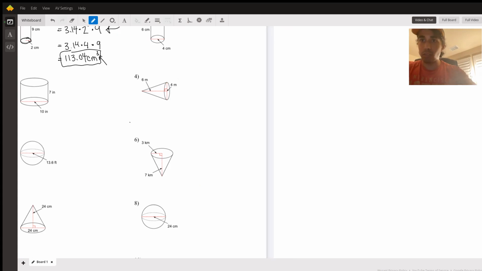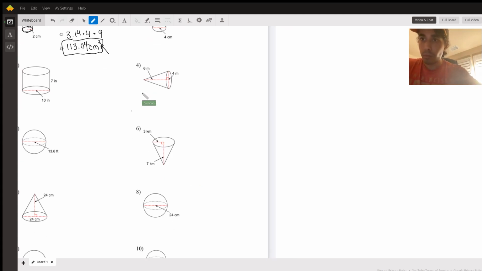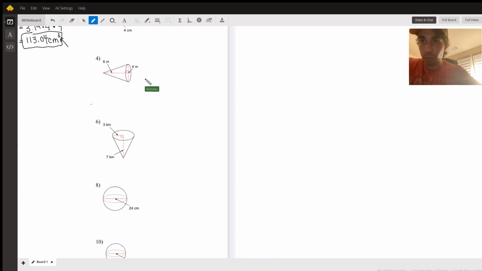All right. Let's check out a cone. Let's do number 4 here. So volume of a cone, if you remember from the last video, you got pi r squared times the height, but we're going to divide it by 3. Well, guess what? This time they actually gave us the height, the vertical height. They didn't give us the slant height along the edge that we have to use Pythagorean theorem on. They actually gave us the height we want to use. So we can plug that straight into the formula.